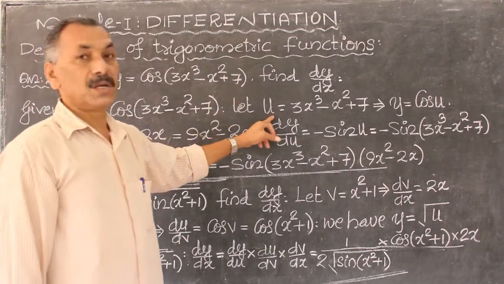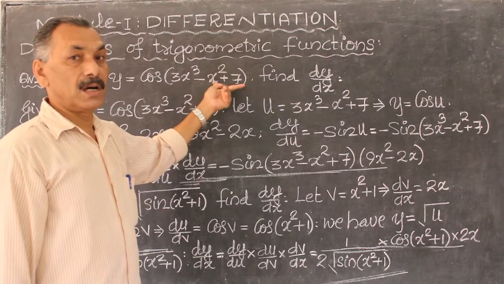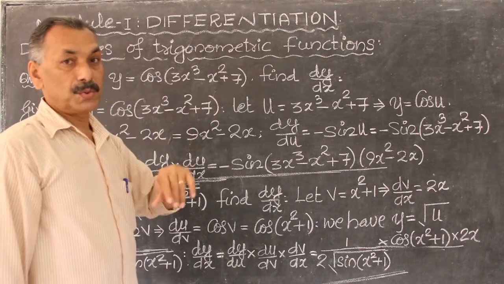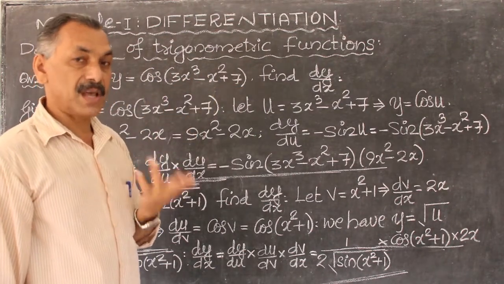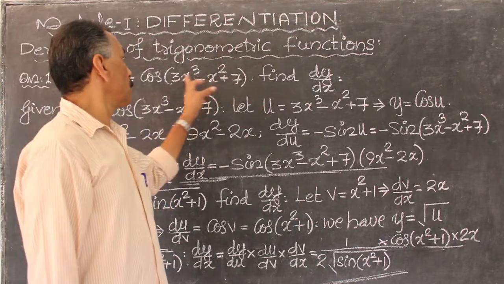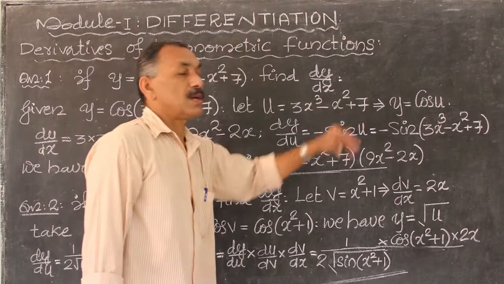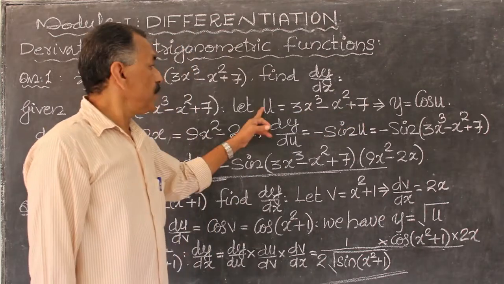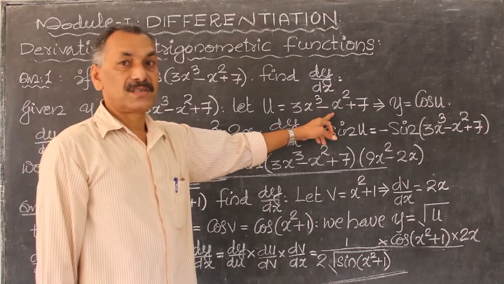Let u is equal to ... (replace this with u). Cos u derivative is minus sin u with respect to u. And let u is equal to 3x cube minus x square plus 7. That is, u is a function of x.